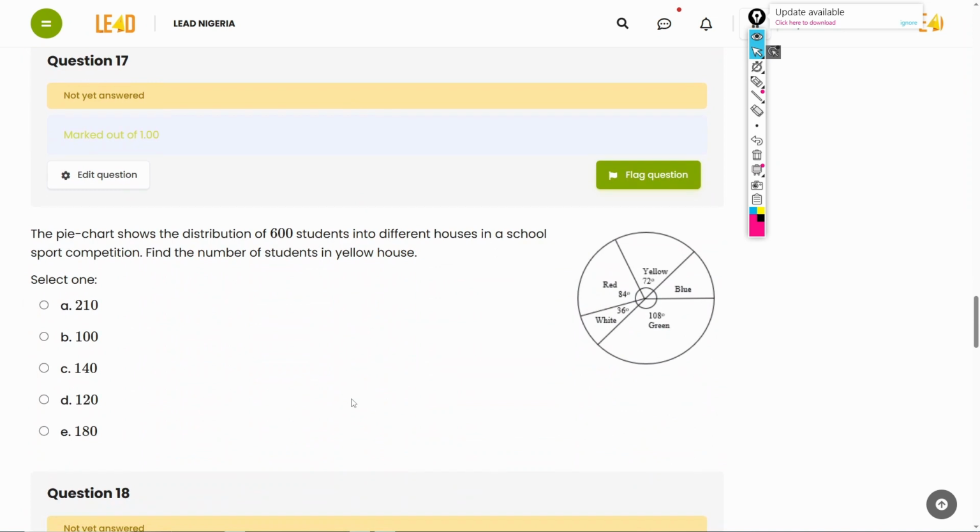17. The pie chart shows the distribution of 600 students into different houses in the school sports competition. Find the number of students in yellow house. All right. So the total number of students is 600, right? And we are asked to find the number of students in yellow house. So we can use proportions because we know the total angle is 360, right? So 360 degrees is the same thing as 600 students. So 72 degrees would be how many students? X students.